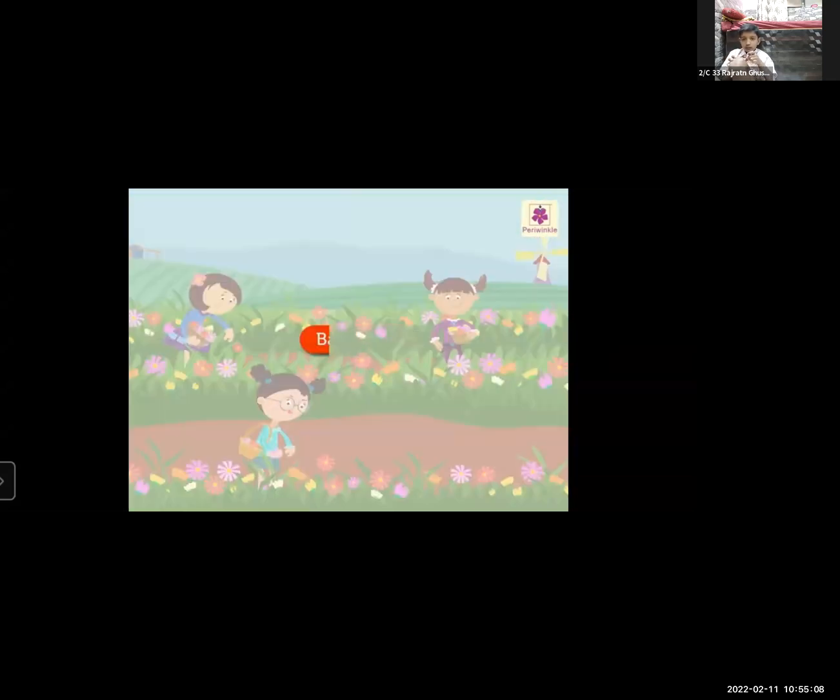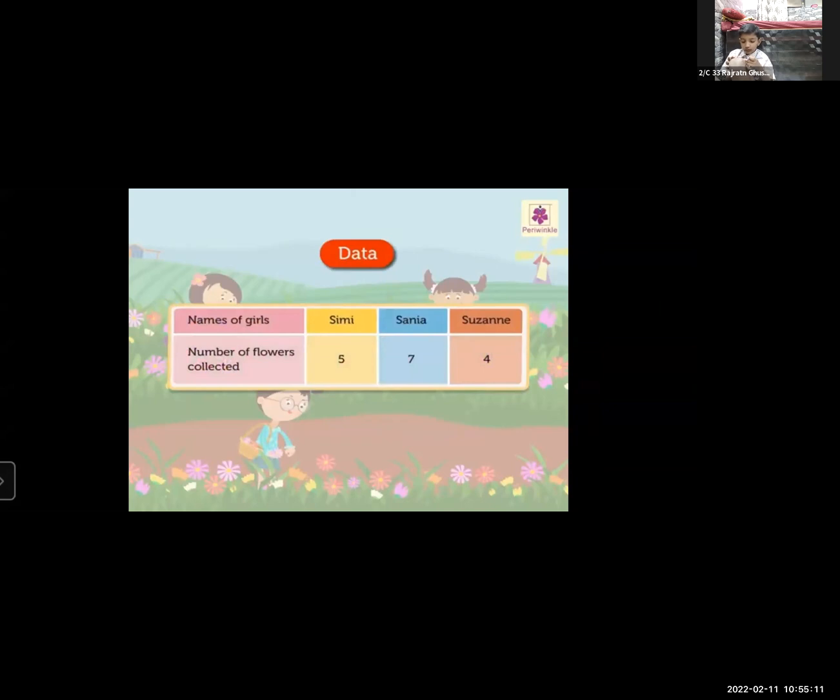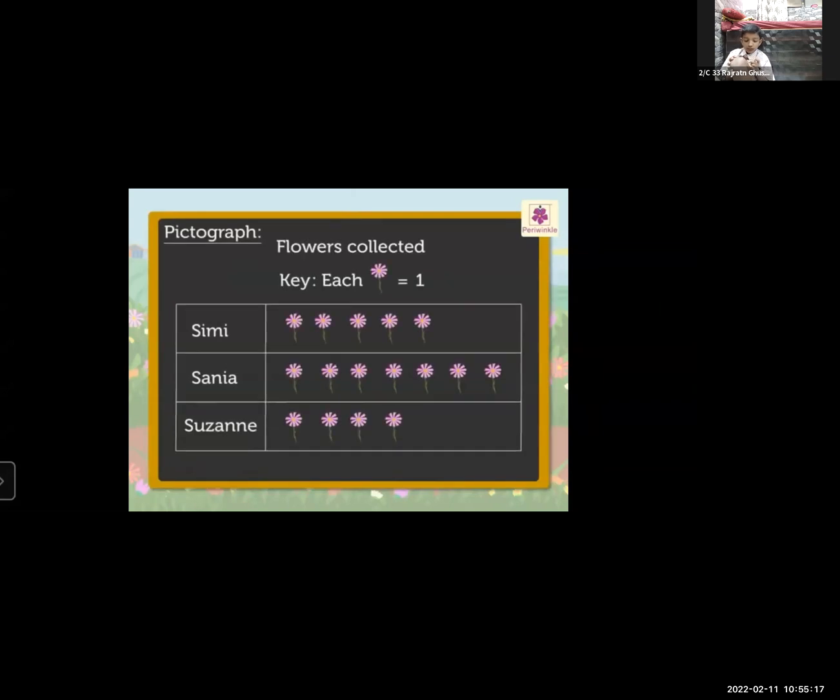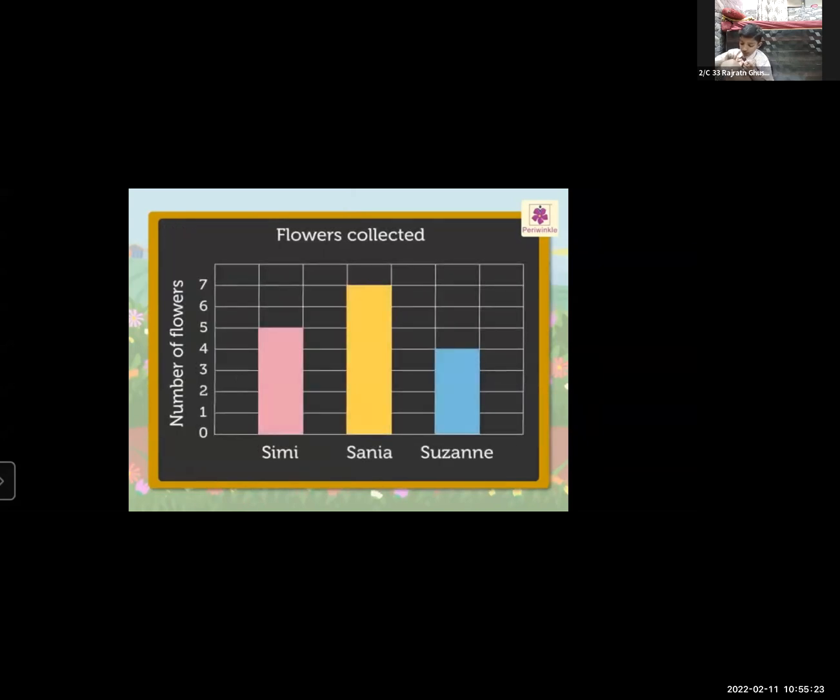Bar graph. Now, let's look again at the data chart of the flowers collected. We have already represented this data using a pictograph. Now, another way of representing this data is through a bar graph. Every bar graph has 1. A title, which tells us what the bar graph is about. 2. Both the side and the bottom of the graph have a label which tells us what kind of data is shown. 3. The scale tells us the number each block is equal to.